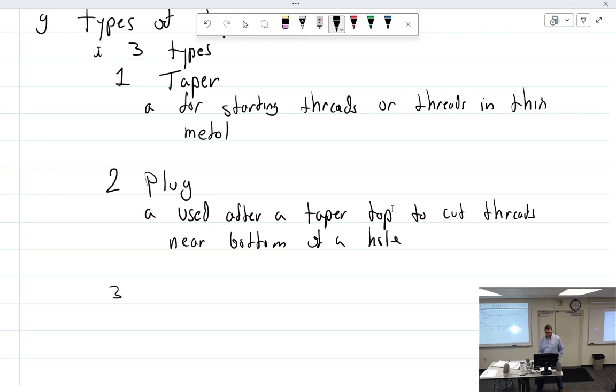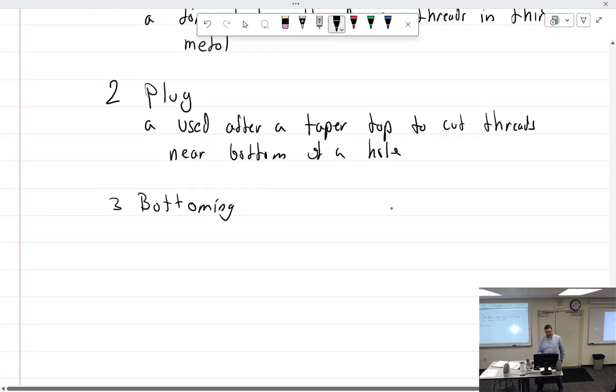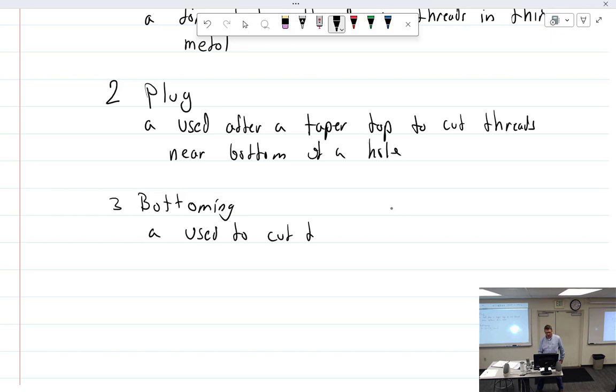And then we have the bottoming. You'll like this. And these are not my words, they're exact words out of the book. Used to cut threads nearly to the bottom of the hole.